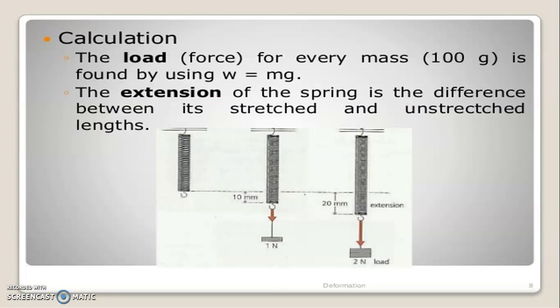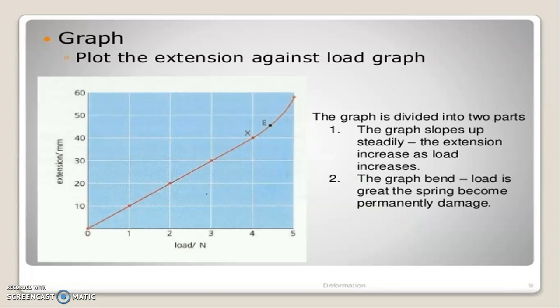That is the calculation. The load for every mass, that is 100 gram, is found by using W is equal to mg. The extension of the spring is the difference between its stretched and unstretched lengths. Here we have 3 springs. One is unstretched. In the second one we have a 1 Newton weight over there, and in the third one we have a 2 Newton weight. Look at that, beta. In the first we have a 10 millimeter extension. In the second one we have a 20 millimeter extension. Means by increasing the load, we have an increase in its extension.